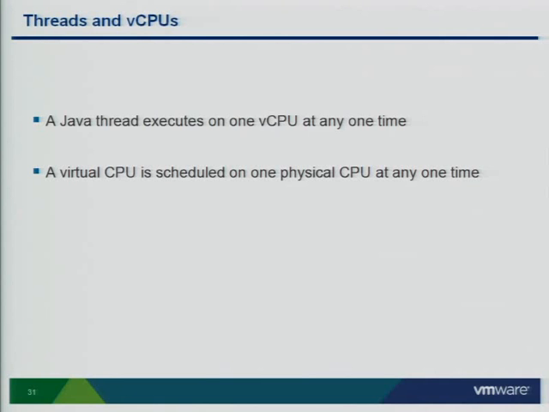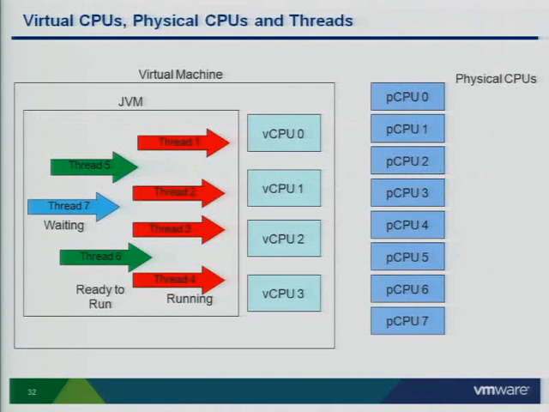The reservation is a cast iron guarantee, really. So Java threads execute on one virtual CPU at any one time. That's done by the guest OS. The guest OS is entirely in control of that. And a virtual CPU, which we're in control of in ESX, executes on only one physical CPU at any one time. You can see that more clearly here.